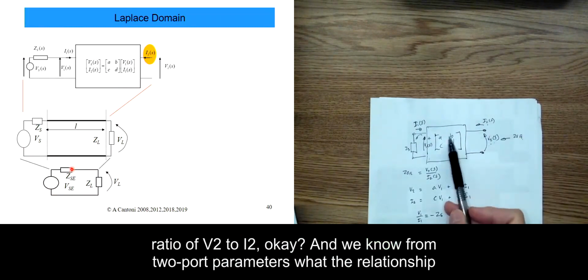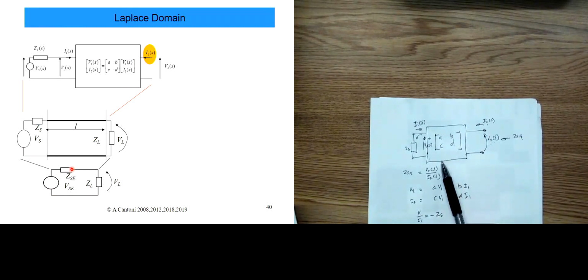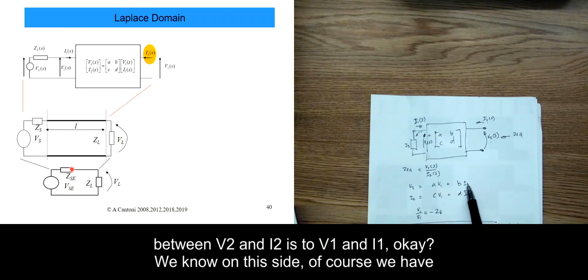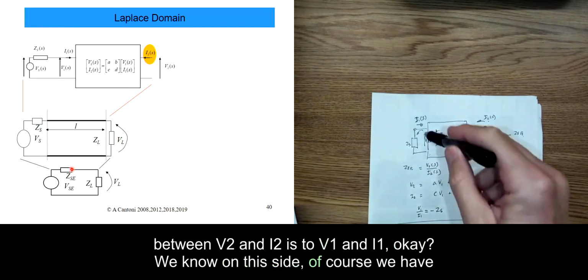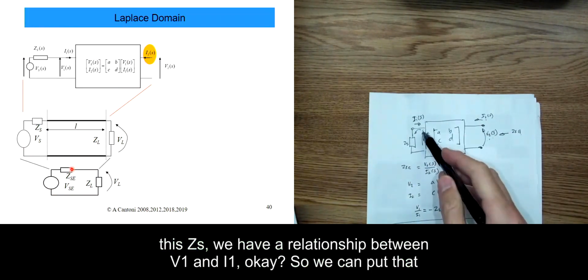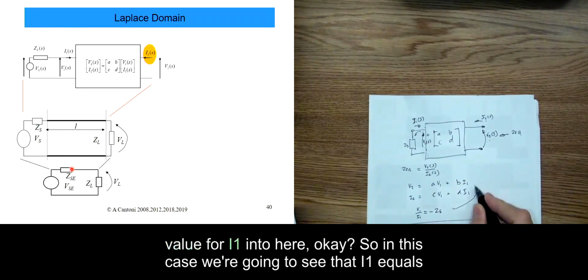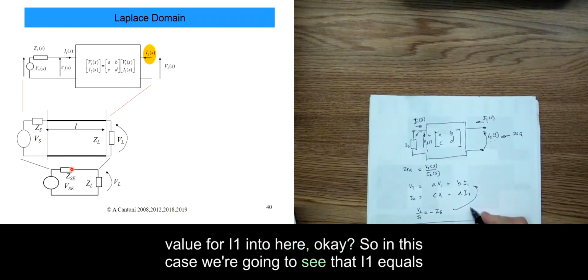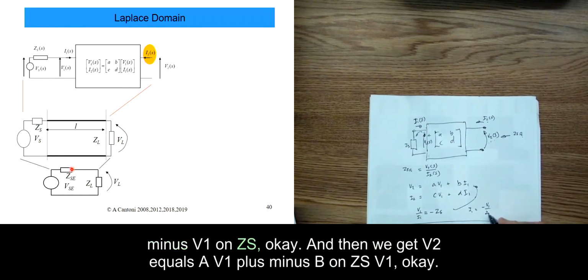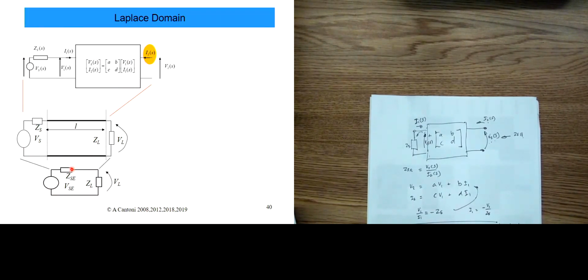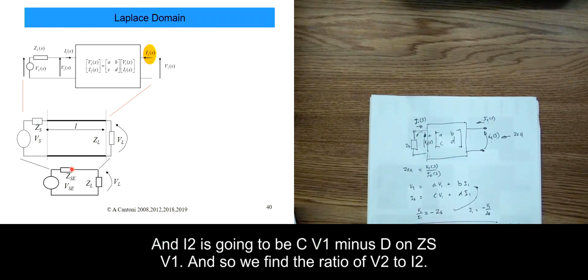We know from two-port parameters what the relationship is between V2 and I2 and V1 and I1. On this side, of course, we have this ZS, which gives a relationship between V1 and I1, so we can put that value for I1 into here. In this case I1 equals minus V1 on ZS. Then we get V2 equals A V1 plus or minus B on ZS V1, and I2 is going to be C V1 minus D on ZS V1. And so we can find the ratio of V2 to I2.